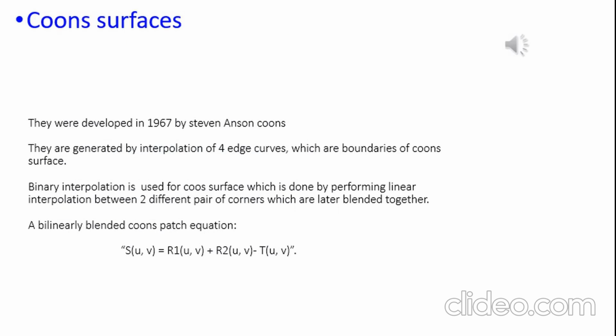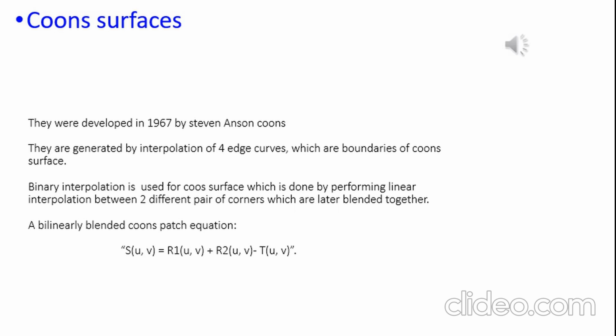The cone surfaces were developed in 1967 by Stephen Anson Coons, and they were generated by interpolation of four-edge curves that are the boundaries of the cone surfaces. The four-edge curves used for interpolation are also the boundaries of the cone surfaces. And bilinear interpolation is used for cone surfaces, which is done by performing linear interpolation between two different pairs of corners, which are blended together later.